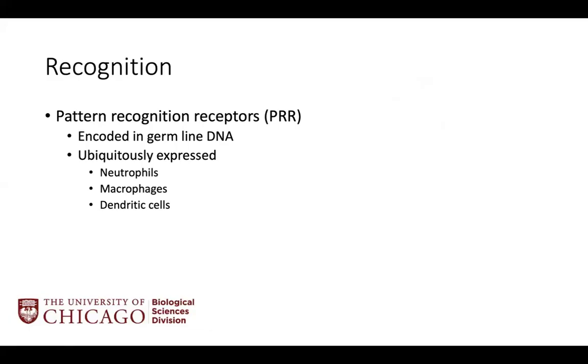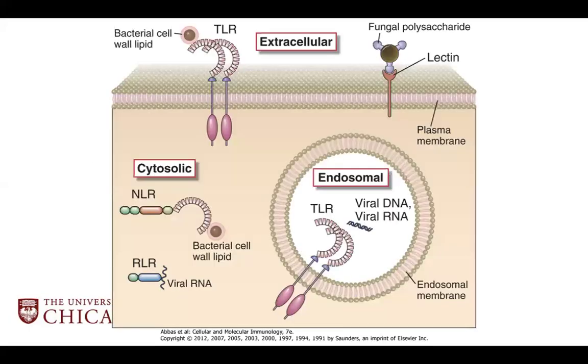So there are pattern recognition receptors that recognize these different motifs, these PAMPs, these DAMPs. They're encoded in germline DNA. There does not need to be any change or adaptation for them to be fully functional. And they are ubiquitously expressed everywhere. Neutrophils, macrophages, dendritic cells, most cells in the body will have some sort of pattern recognition receptor.